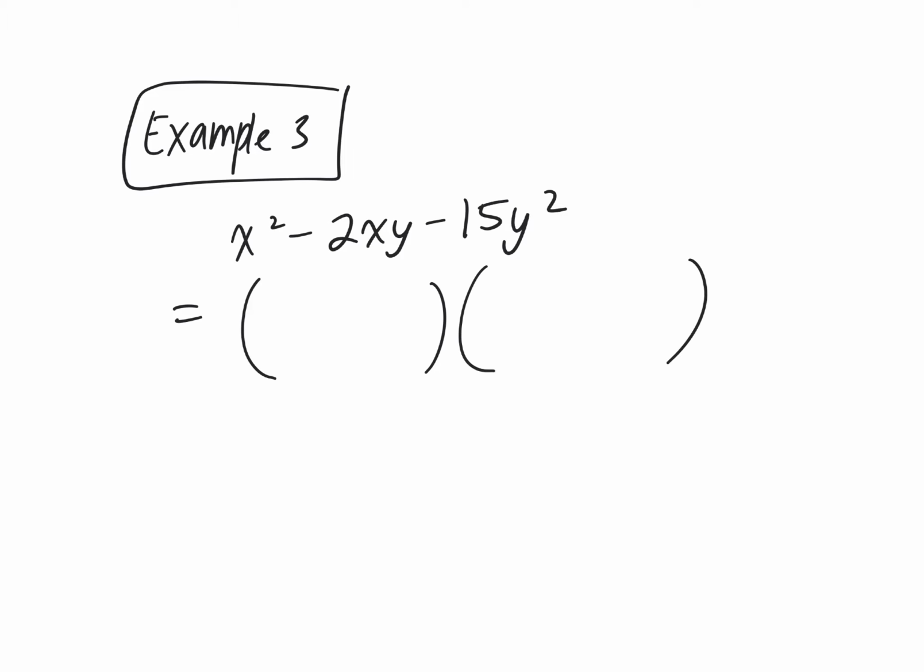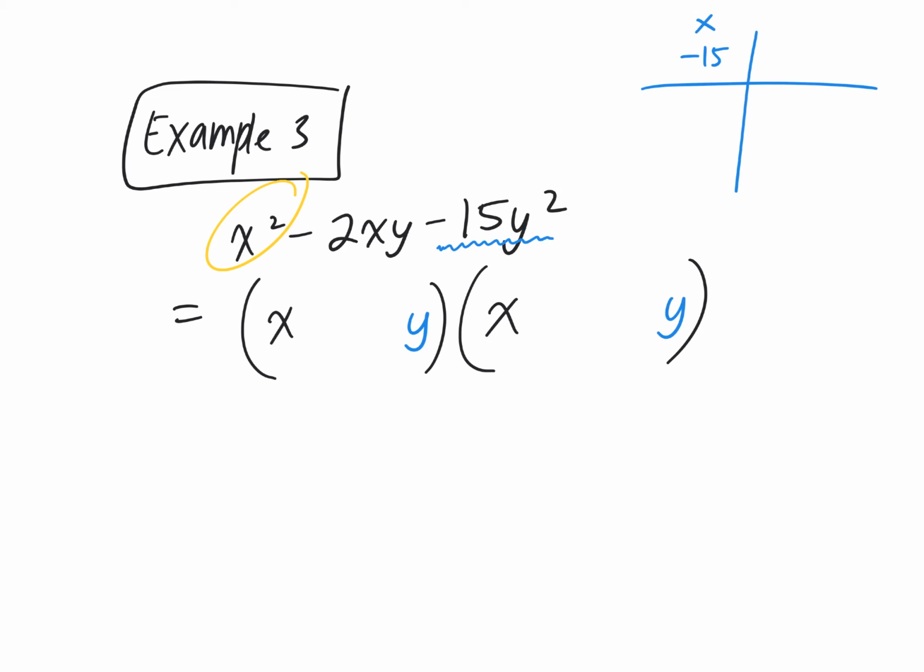You're looking for two things that multiply together to get us back to that. So we know the first two terms are going to be what? What's the square root of x squared? Okay. Now you're looking for two terms that multiply together to give you -5y squared. What times what is y squared? We know that the last term has to have a y with it. So what times what is -15, but adds up to -2? 5 and 3 is 15, but it has to be negative.